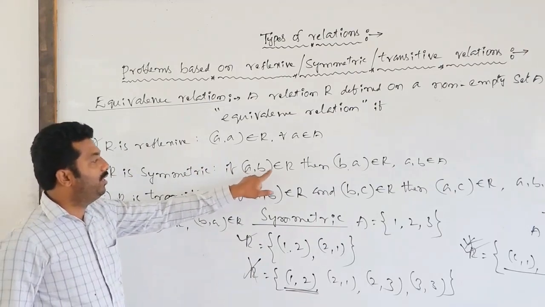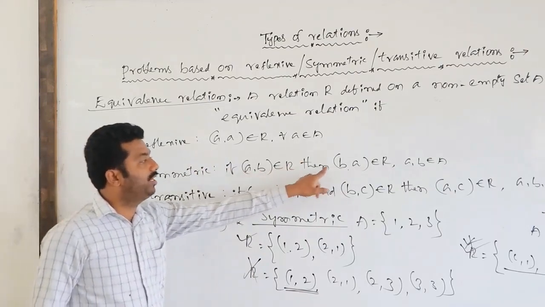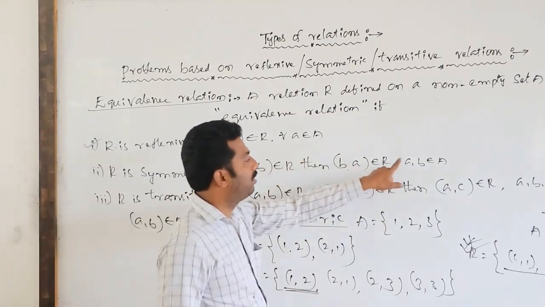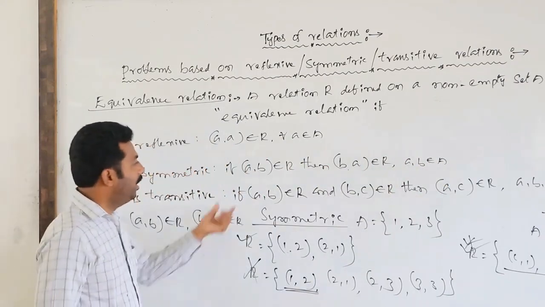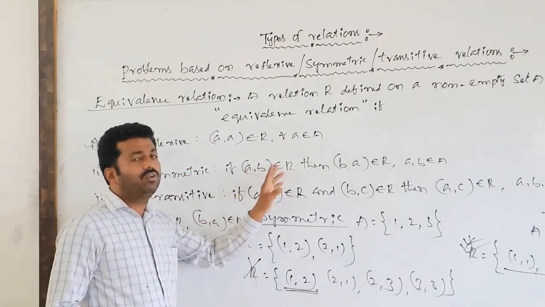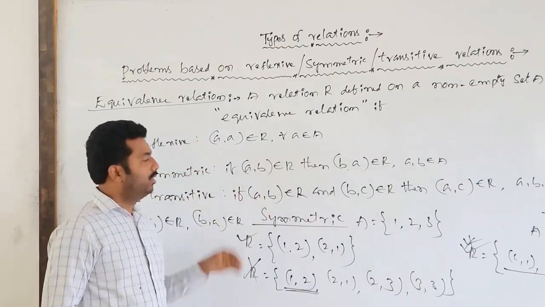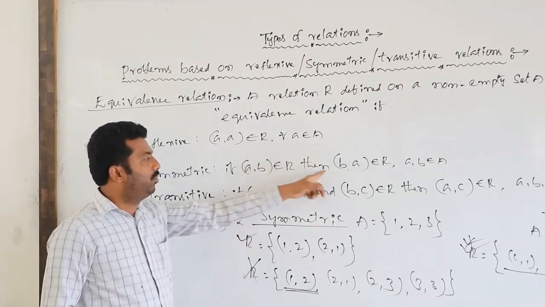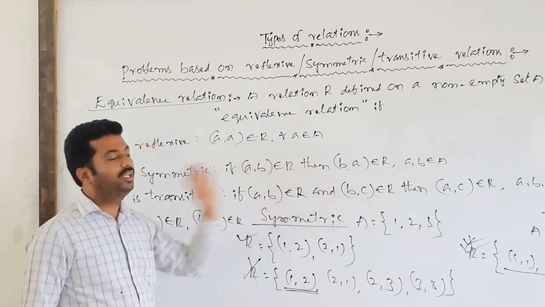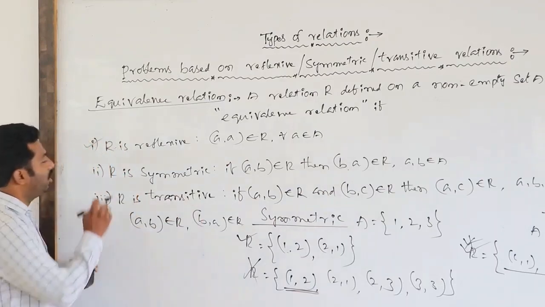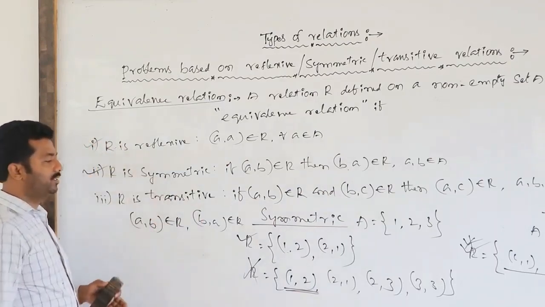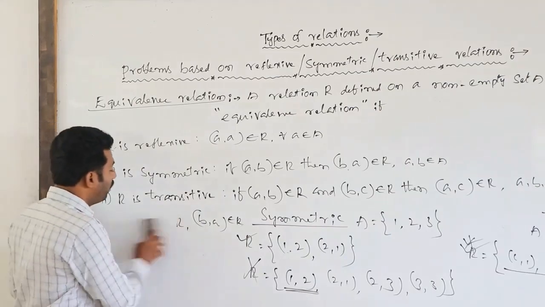If (a, b) belongs to capital R, then (b, a) must belong to capital R for every (a, b) in the relation. If (a, b) is not there, no need to check (b, a). If both (a, b) and (b, a) are there, then trivially that is a symmetric relation. So these types of relations are called symmetric relations. Then for transitive.